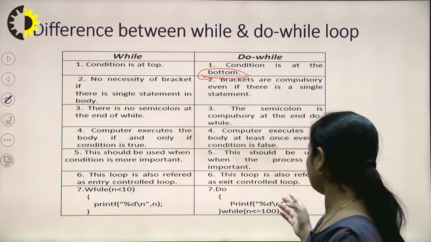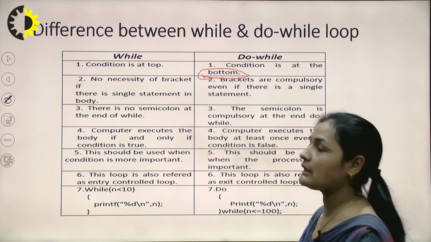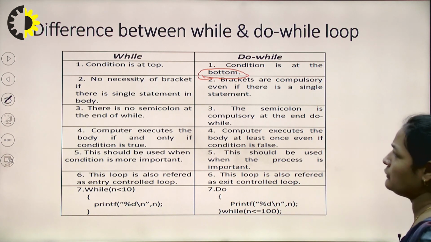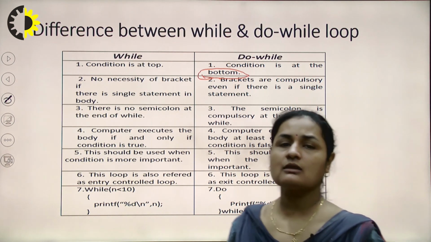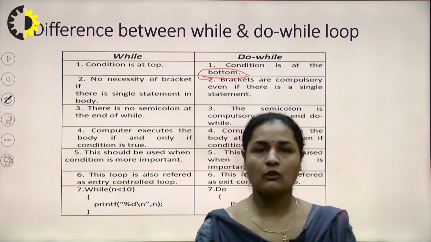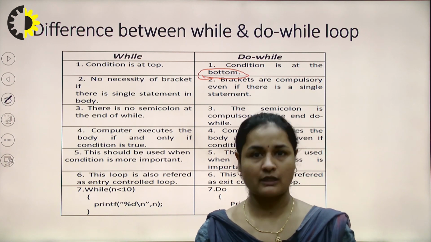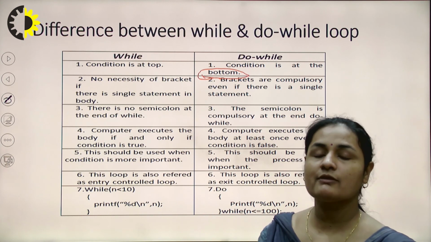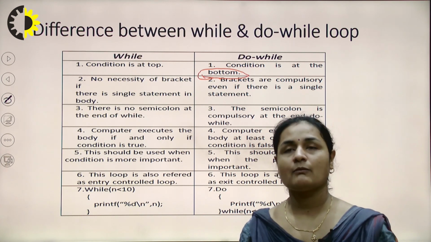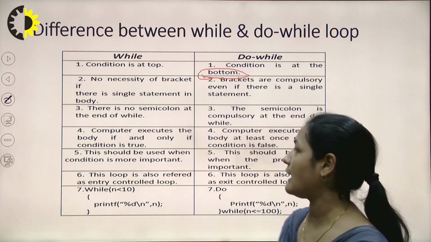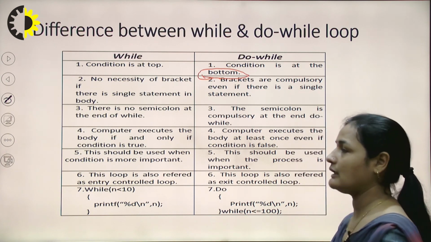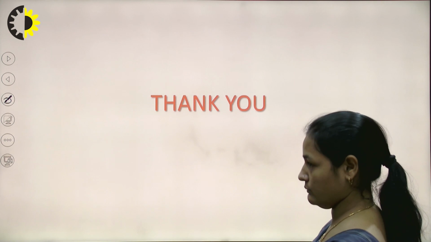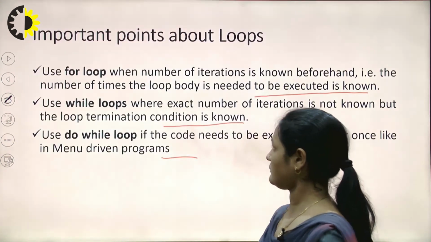The while loop is also known as an entry control loop, and the do while loop is an exit control loop. In the while loop, if the condition is false, then the body of the loop will not execute even a single time. But in the do while loop, if the condition becomes false, the body of the loop will still execute one time, because the condition is checked at the end of the loop. So that's all.